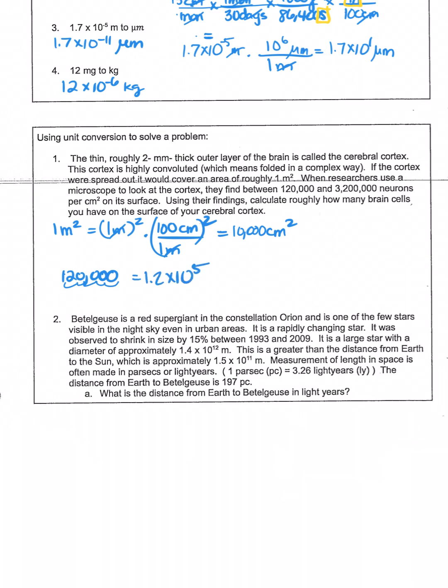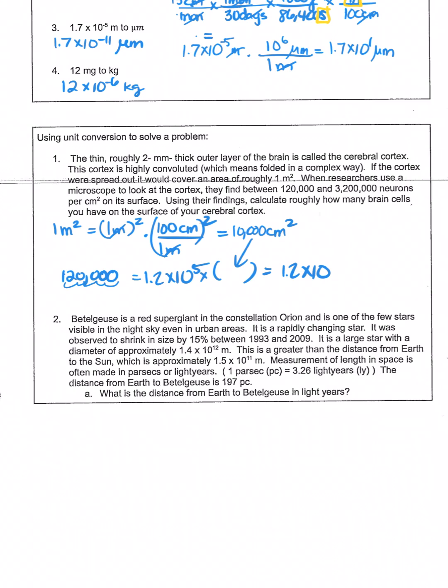And we know that if we take that and multiply it by the number of brain cells, or neurons, per square centimeter, that's what we're going to end up doing, times this. And we get 1.2 times 10 to the 9th power. Okay, that's 5 here. Oh no, 10. Excuse me, I miscounted. I don't know why I said 9.